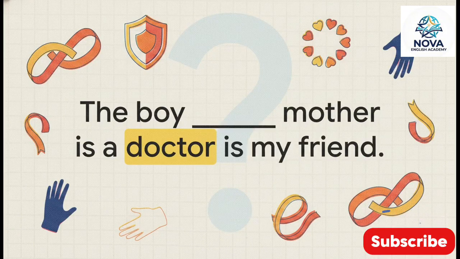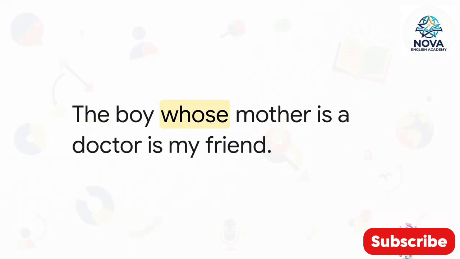Question 3, the final challenge. The boy blank mother is a doctor is my friend. A, who, B, whose, or C, which. Look really closely at the relationship between the boy and the mother here. We need to show belonging. How do we show that the mother belongs to the boy? Nailed it. It's B, whose. The boy whose mother is a doctor is my friend. It perfectly connects the boy to his mother to demonstrate possession, seamlessly linking those two nouns while keeping the whole sentence flowing.